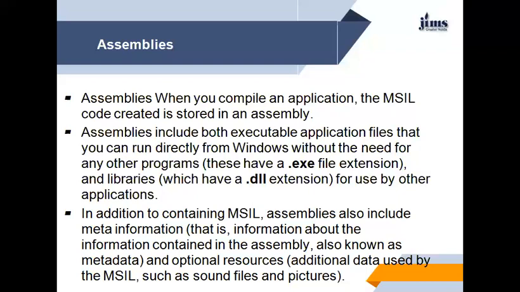Suppose there are two applications. One application can use another application's DLL files. So DLL files will be used by another application.